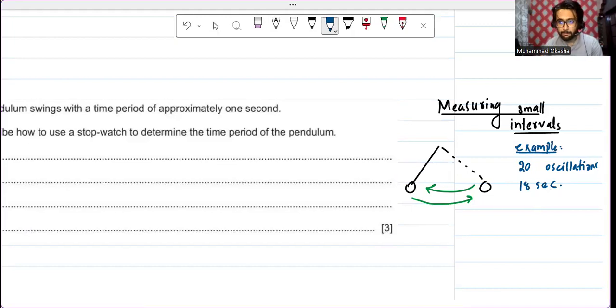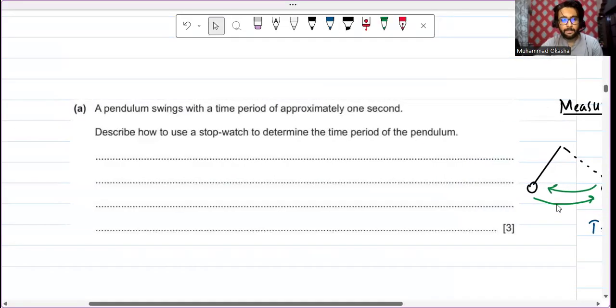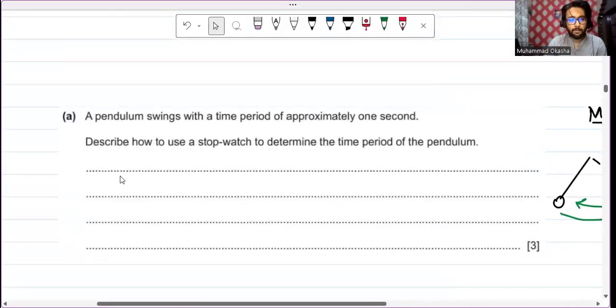How would you work out the time period for one oscillation? You take the time, 18 seconds, and you divide by the number of oscillations, 20, and you will get something like 0.9 something seconds. Okay. So how would you describe it in 3 marks? How would you use a stopwatch to measure the time period of the pendulum?